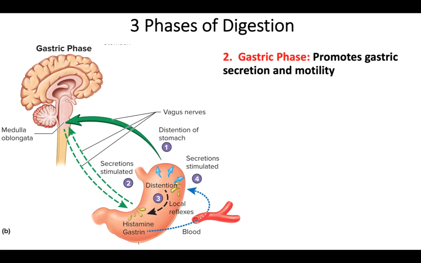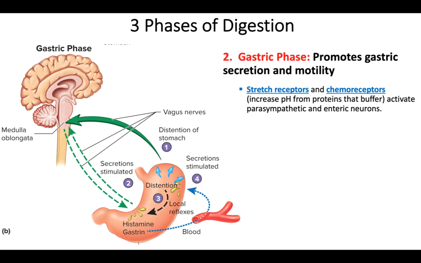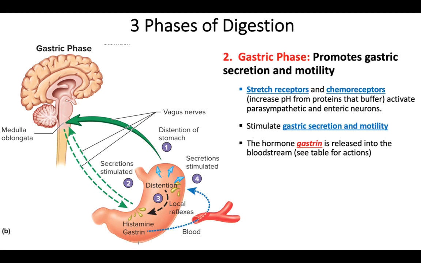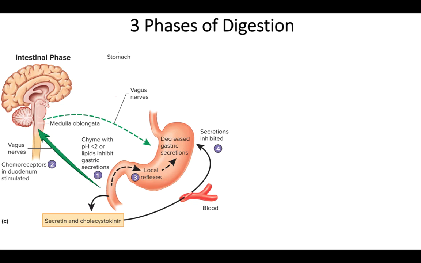Promotes gastric secretion and motility, right? You still got to keep the muscle active as well. So we call that motility. Stretch sensors and chemoreceptors that detect the rise in pH keep your parasympathetic neurons active and your enteric neurons. Enteric neurons are basically neurons of the intestines or the GI tract. They keep stimulating the gastric secretions and motility. Keep producing gastrin. All right, we want to keep producing that gastrin as long as the stomach has material in it. And then the stomach does its job.